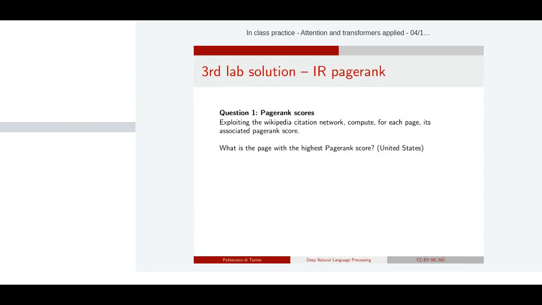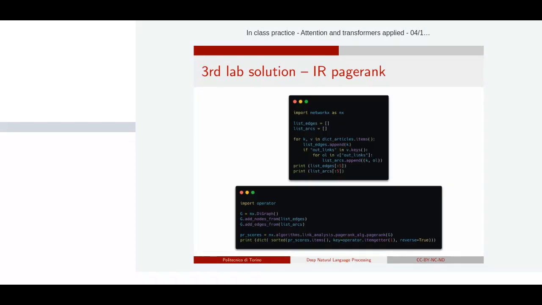Okay, so in yesterday's lab, we introduced the concept of PageRank, and the idea of the first questions was to create a graph of articles from Wikipedia, to connect them in a graph, and to compute the PageRank of each Wikipedia page. So question number 1 was: exploiting the Wikipedia citation network, compute for each page its associated PageRank score. And then the question was, what is the page with the highest PageRank score? So here we have the solution.